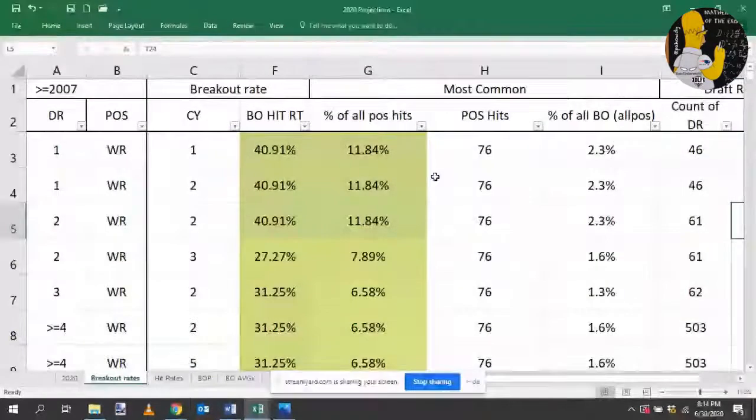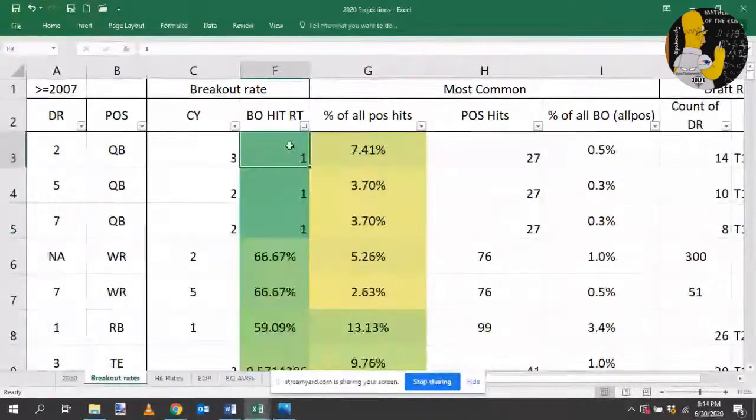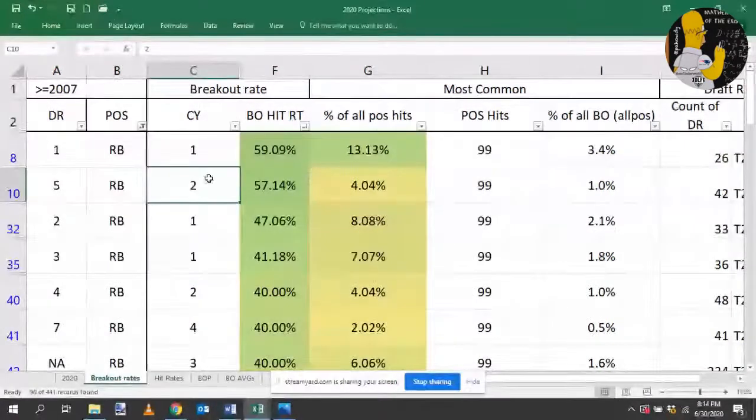Draft capital definitely matters, but what does that mean when we're talking about an individual player going into an individual season? Well, breakout timers tend to struggle for a lot of reasons. One, mainly because of sample size. Let's go back to running backs. Not that many players break out, frankly.